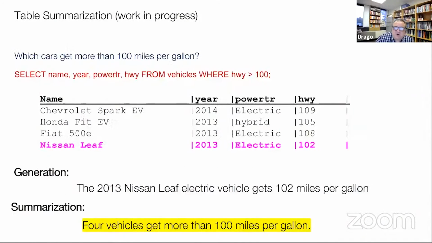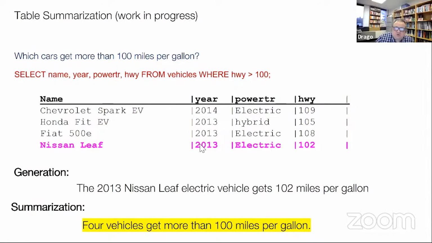Okay, so now I'm going to show you one other thing that we've been working on. So this is table summarization. This is an ongoing project. So one of the examples that I showed you earlier was about generating a sentence from a single record. Now what we want to do is to be able to generate a summary of the entire table. So for example, in this case, we want to say that 4 vehicles get more than 100 miles per gallon. Then possibly if you want the summary to be longer, you may also want to include the names or the models of the different cars that have this kind of mileage.